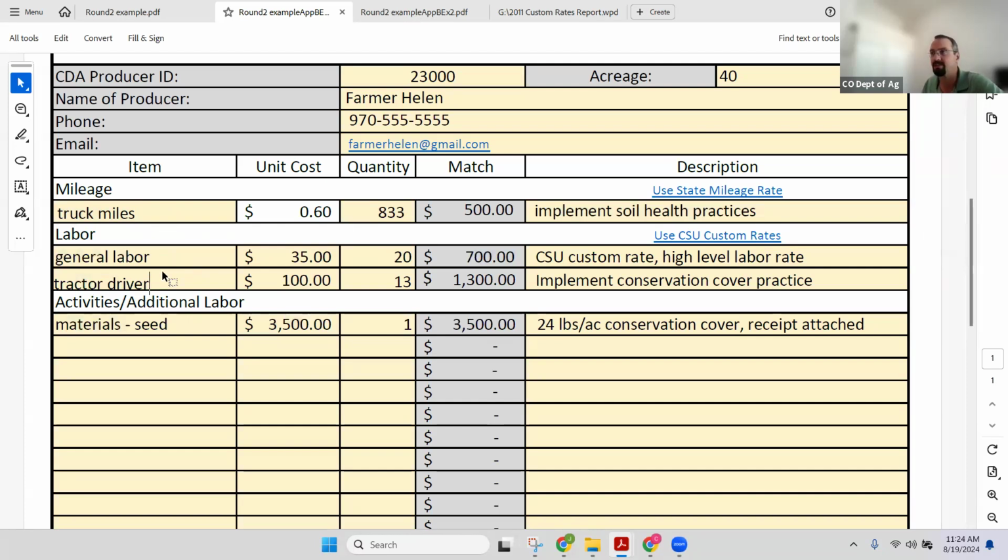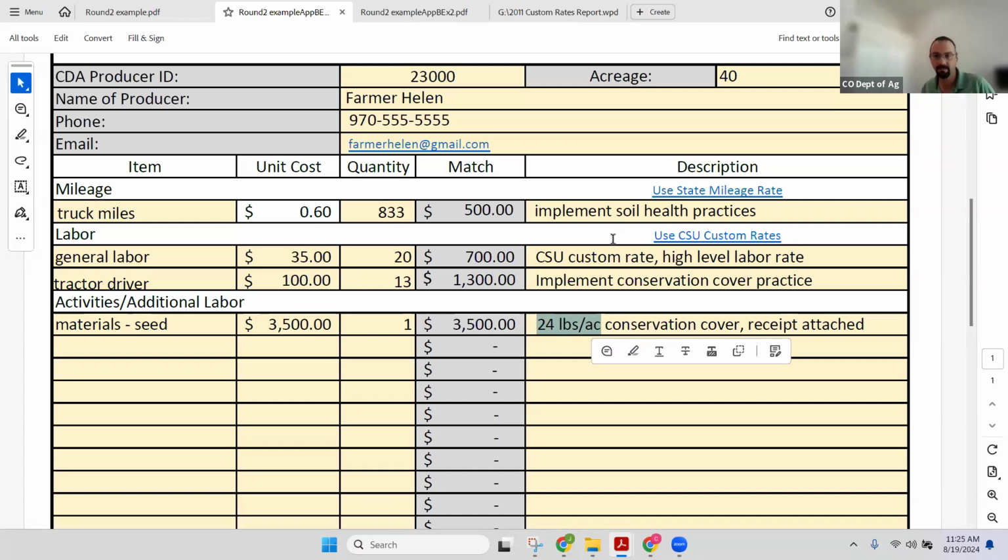different rates. That's just fine. Which was again $35 for the labor at 20 hours. That's the custom rate. The tractor driver was to implement the conservation cover practice. Really easy, right? Explains it well. And the material was the seed at $3,500. And there's the seeding rate, 24 pounds per acre for the conservation cover. The receipt that included all the species and the price of that was included and attached to this.